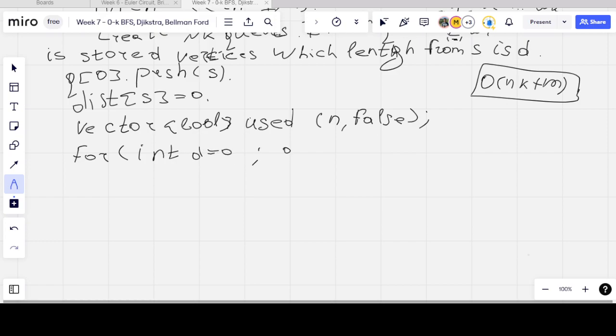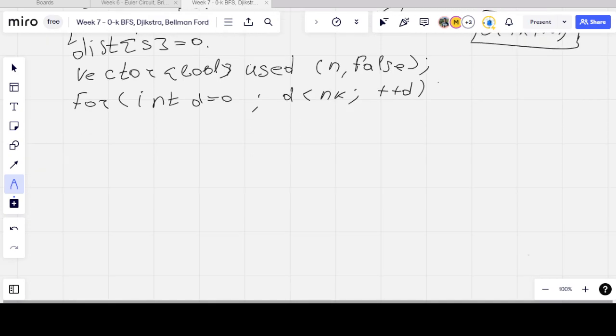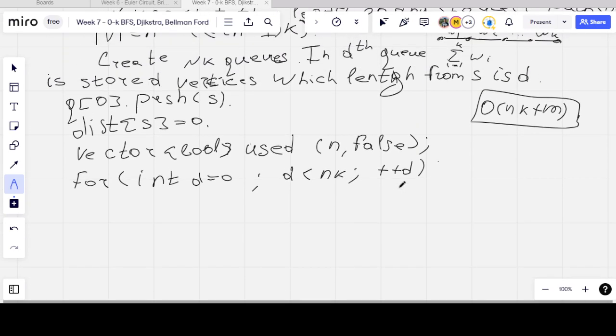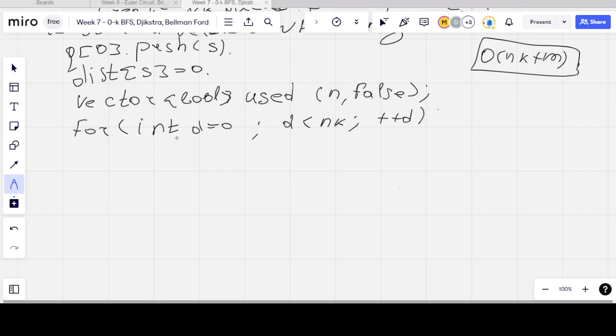So we consider an index, and iterate through all the queues, and another cycle: while the current queue is not empty.